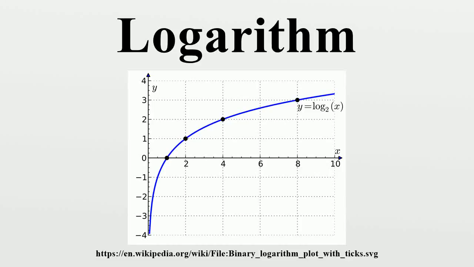In mathematics, the logarithm is the inverse operation to exponentiation. That means the logarithm of a number is the exponent to which another fixed value, the base, must be raised to produce that number. In simple cases, the logarithm counts repeated multiplication. For example, the base 10 logarithm of 1000 is 3, as 10 to the power 3 is 1000. The multiplication is repeated 3 times.